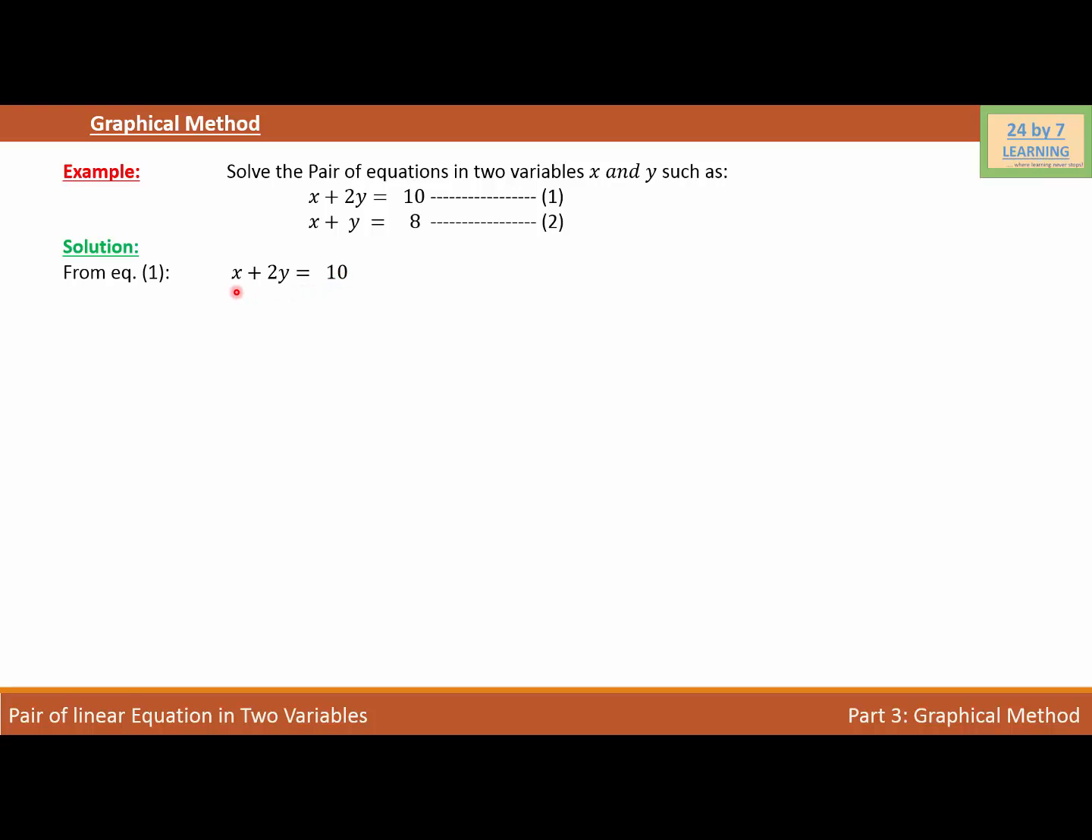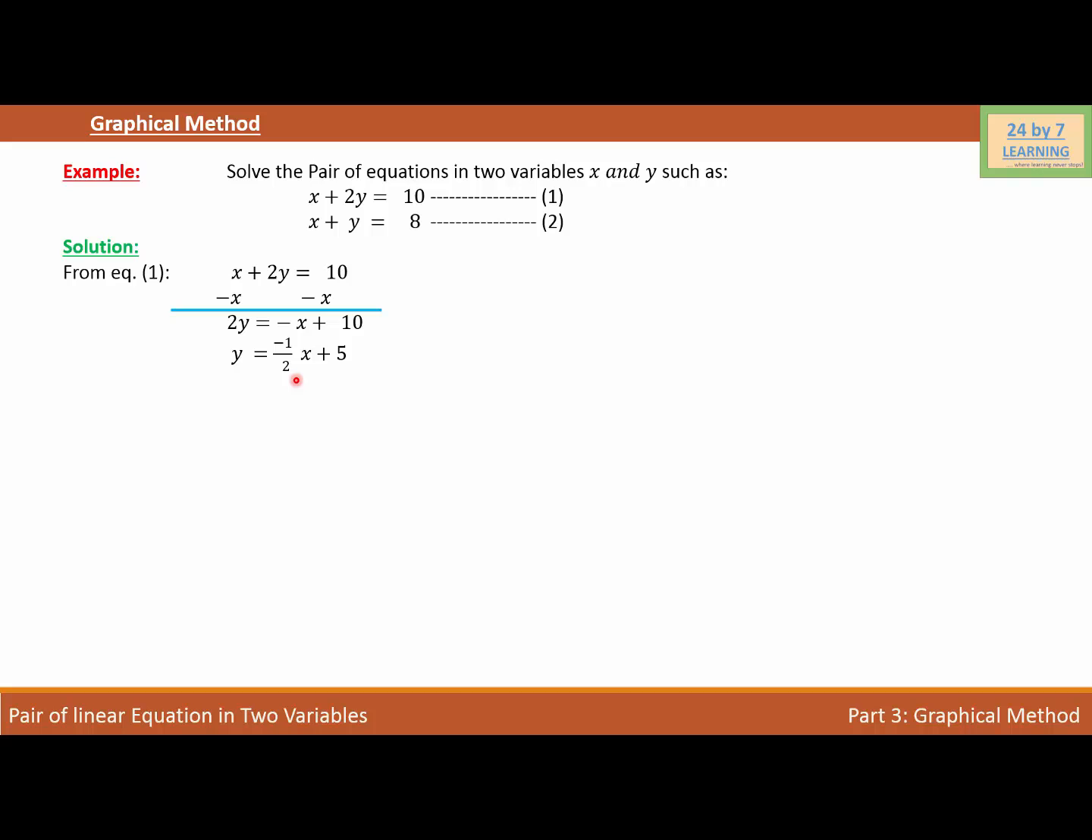In order to do that, I need to take this x to the other side, and the only way I can do that is to subtract x from both sides. The x cancels out, and on the left hand side I only have 2y is equal to negative x plus 10. Now I need to get rid of this 2, so I will divide both sides by 2. Our first equation is converted into y is equal to negative 1 over 2 x plus 5, and this is the slope intercept form of the equation.